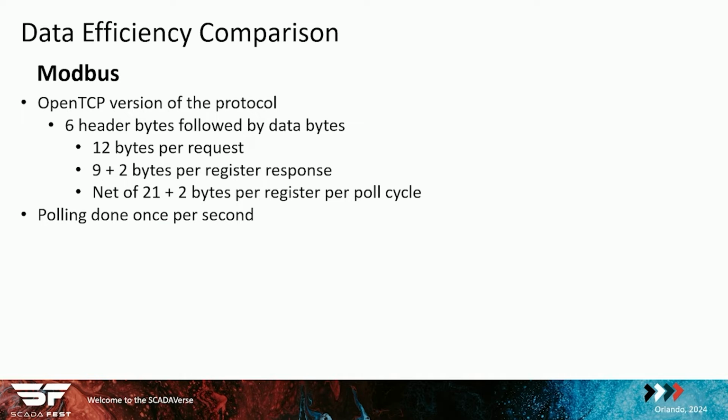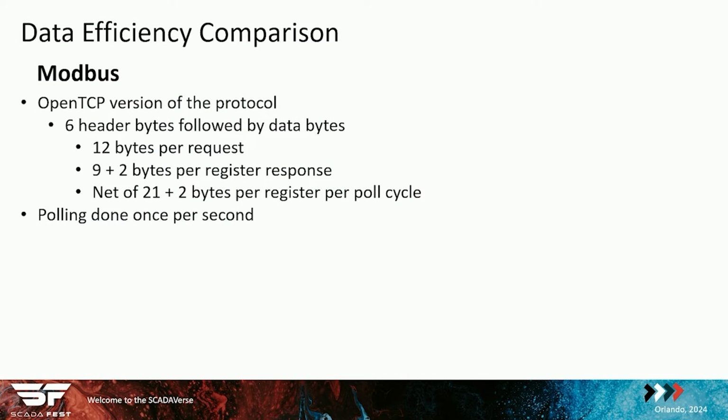So I'm going to do some data efficiency comparisons, just a high-level overview, with a little more detail about the protocol. For Modbus, I'm going to do my example using Open TCP. It's my preferred version of the protocol because of the sequencing and packet matching. Because of this, you get a 6-byte header followed by your data bytes.